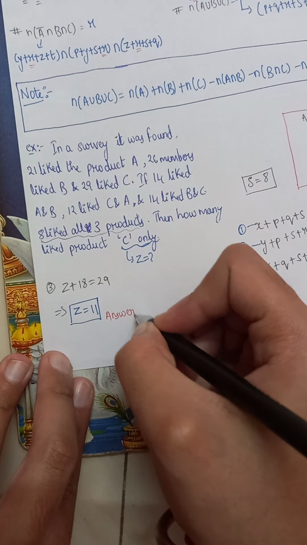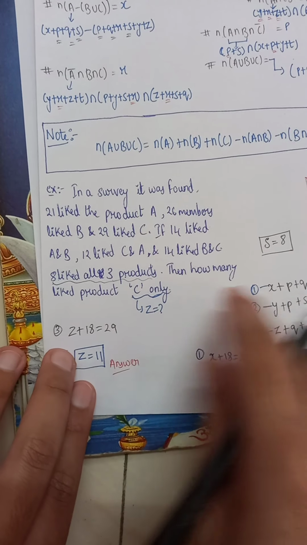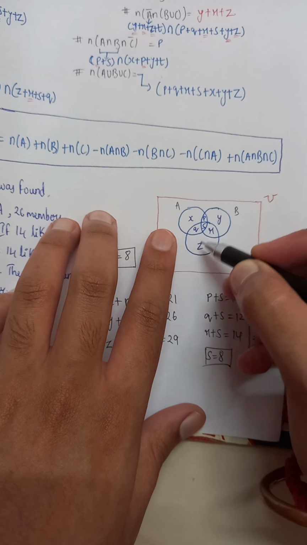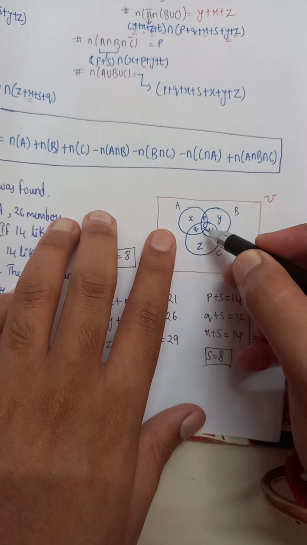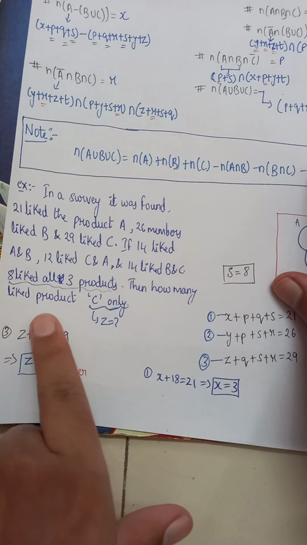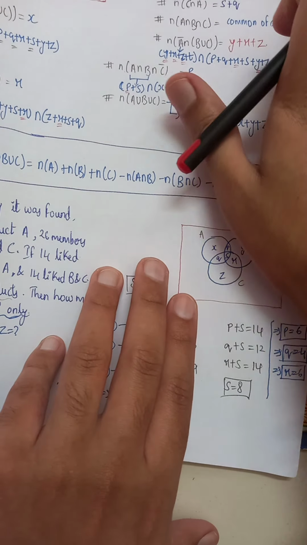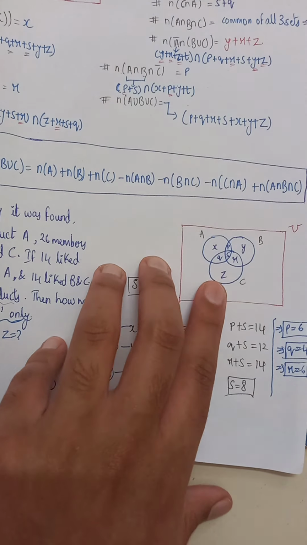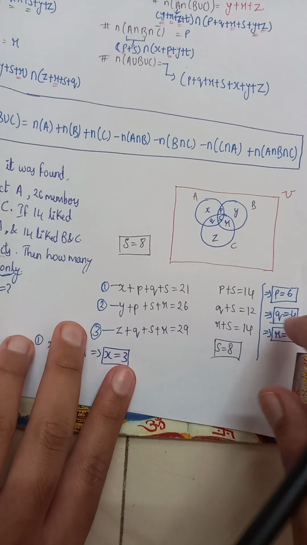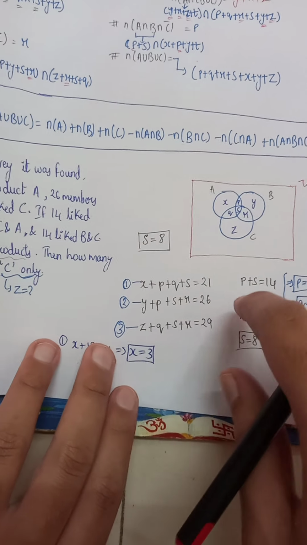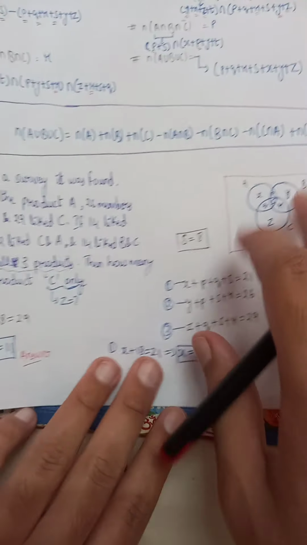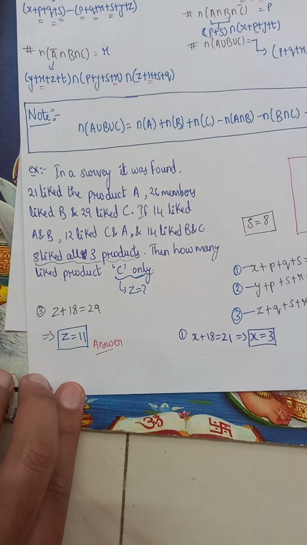So how many people liked only product c? Why am I taking the value of z? For c only, you should take only that value. If you take z plus q plus s plus r, it's not valid, because q is common with set a, s is common in all three sets, and r is common with set b. It's asking how many liked only product c, which means you should not consider these values, only z. So you need to substitute the values of p, q, r and s in this equation. Since there is no p, we don't substitute the value of p. Q plus s plus r's value you substitute here, and by substituting that, you calculate the value of z.